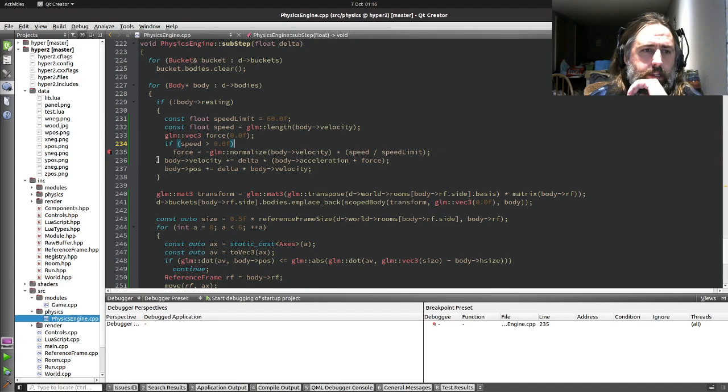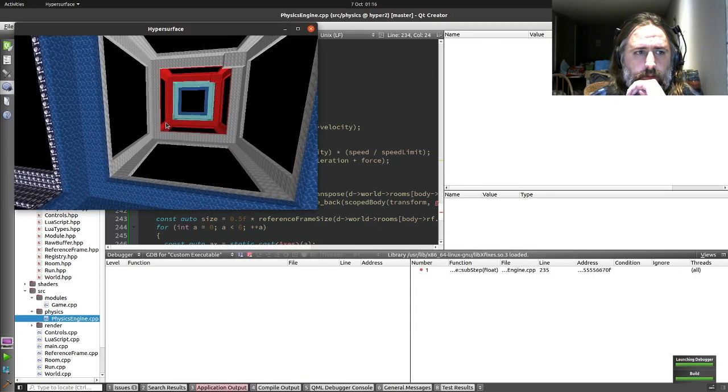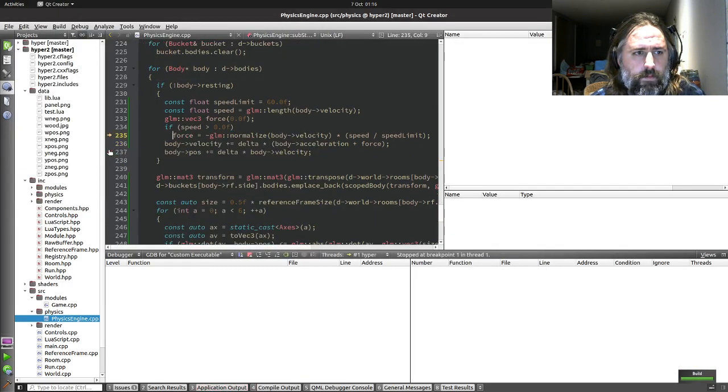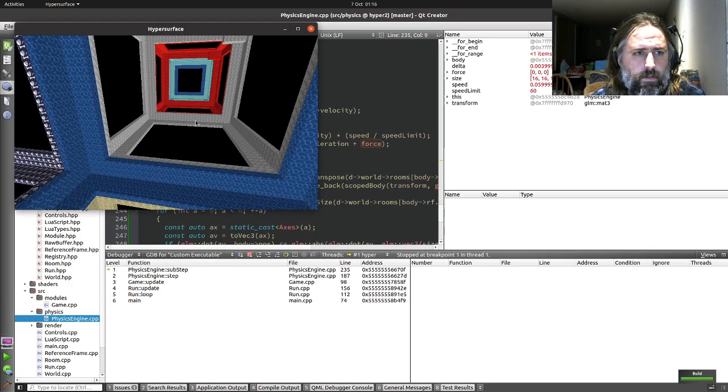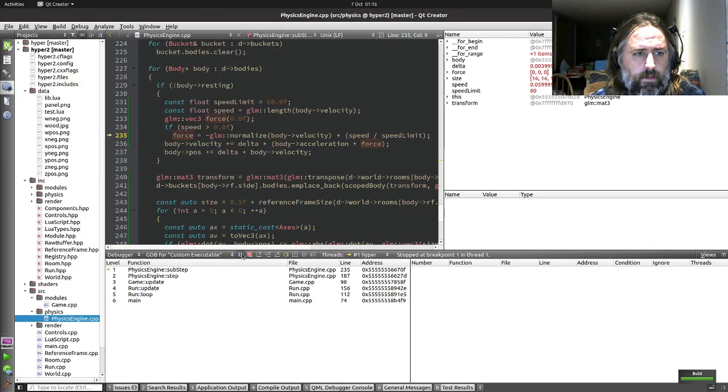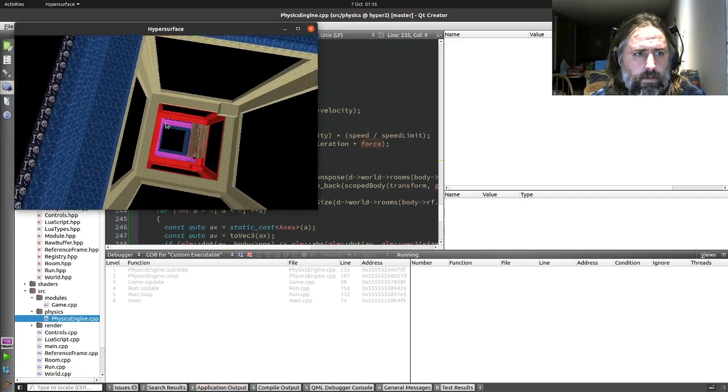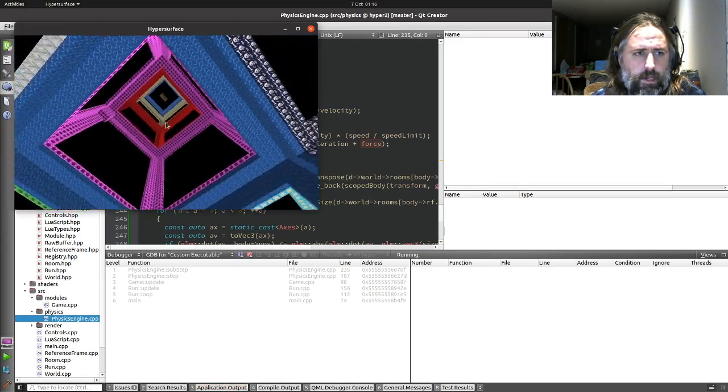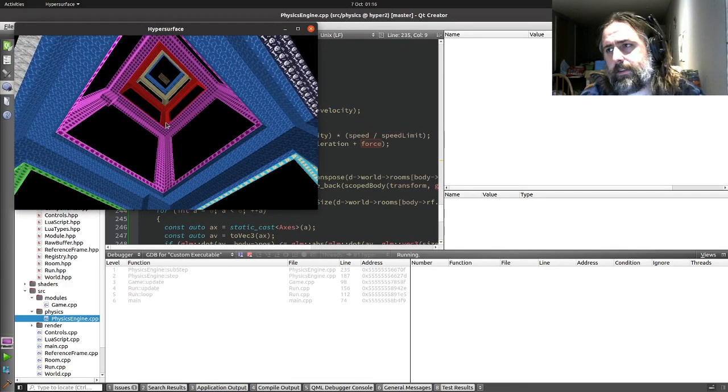I'm interested. Doesn't that count? Oh, my maths is. Well, that's. Is that actually going to cap the speed? I felt like I was just getting faster and faster.